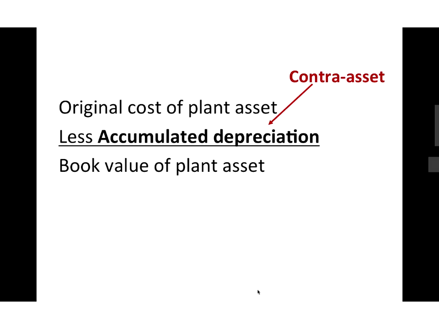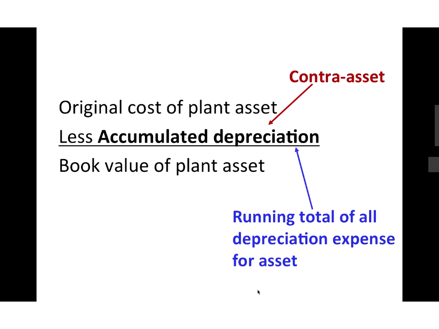Okay, now, accumulated depreciation is a contra asset, and a contra asset works the opposite of an asset. It's always shown with its asset. So we have plant assets, you will always see accumulated depreciation with it. It will reduce the original cost to get our book value. So that's a contra asset. And the accumulated depreciation is the running total of all depreciation for that asset or for the group of assets. So it's a running total.